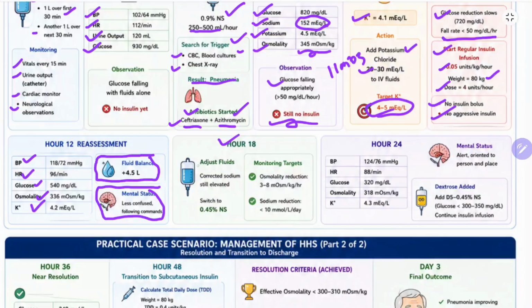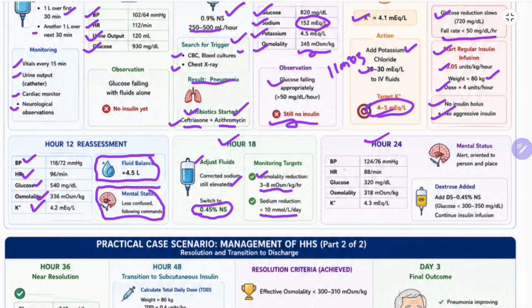Hour 18. Every 4 hours we are taking action and checking the vitals and electrolytes. Adjust fluids. Sodium is still elevated, so correct the sodium. Switch to 0.45% NS. Monitoring targets: osmolality reduction should be 3 to 8 milliosmol per kg per hour. Sodium reduction should be less than 10 milliequivalents per liter per day. Remember, per day, not per hour.